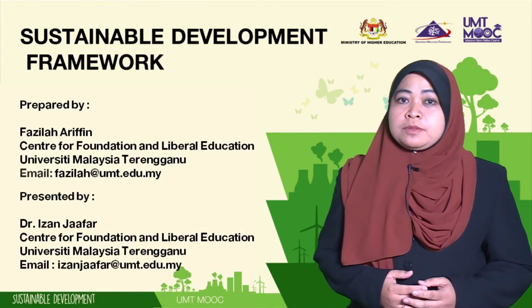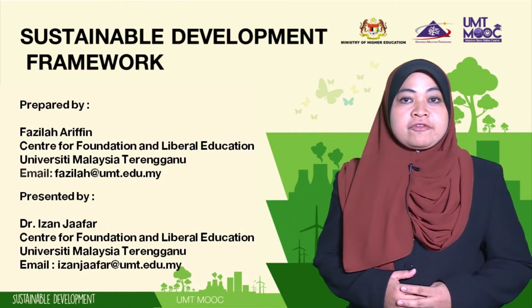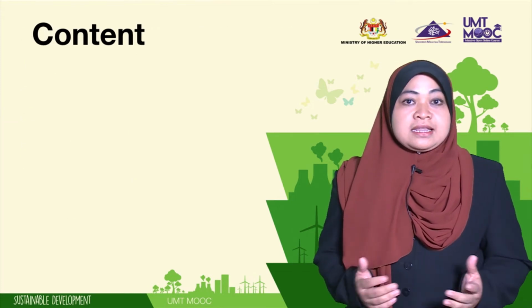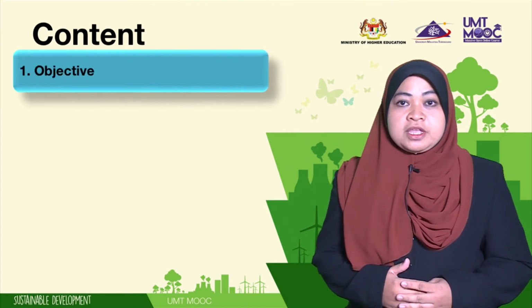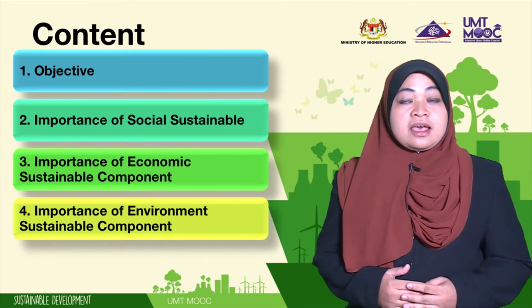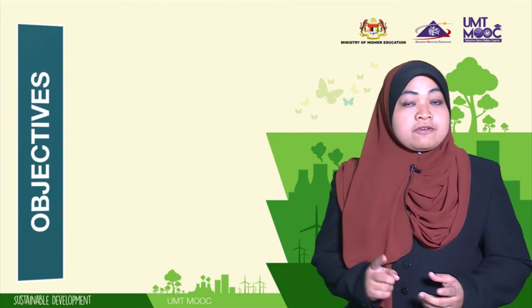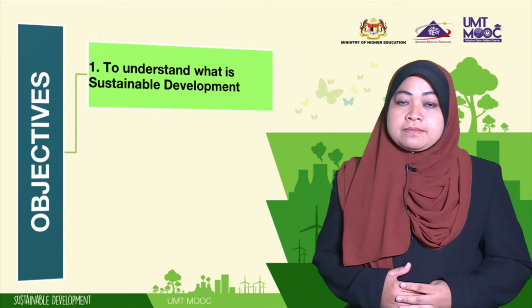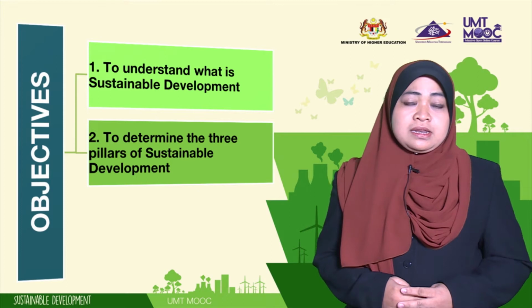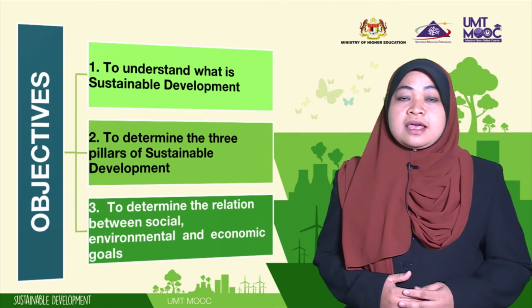In this video, we will be discussing one important aspect of sustainable development, which is the Sustainable Development Framework. Let's have a look at what we are about to learn. The content in this video consists of the objective, the importance of social, economic, and environmental sustainable components, and finally, their conclusion. By the end of this topic, you will be able to, first, understand what sustainable development is, second, determine what the three main pillars of sustainable development are, and lastly, determine the relation between social, environmental, and economic goals.